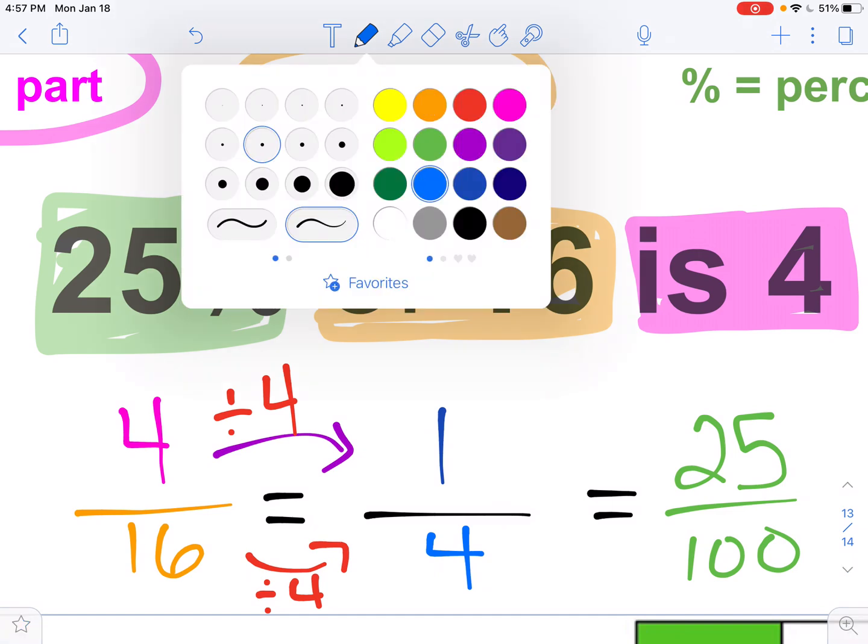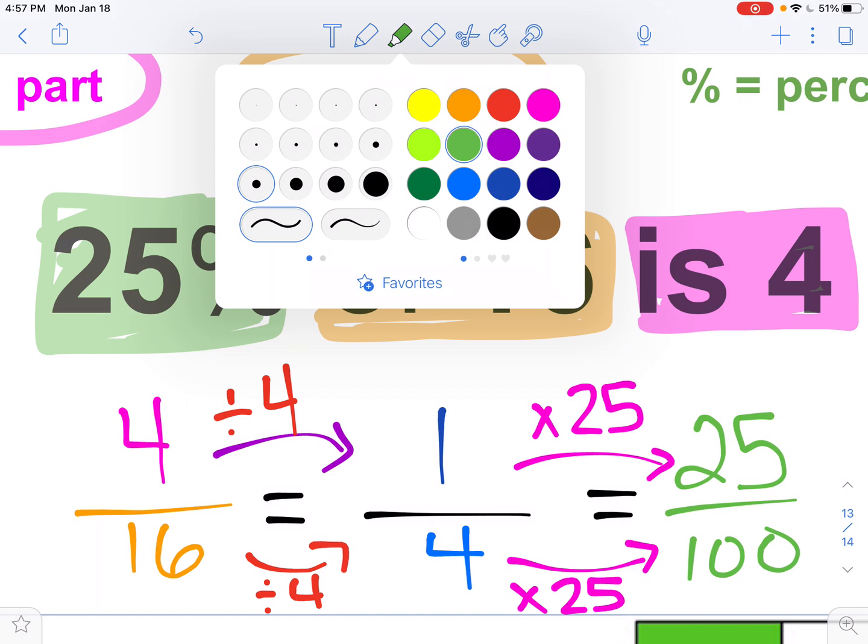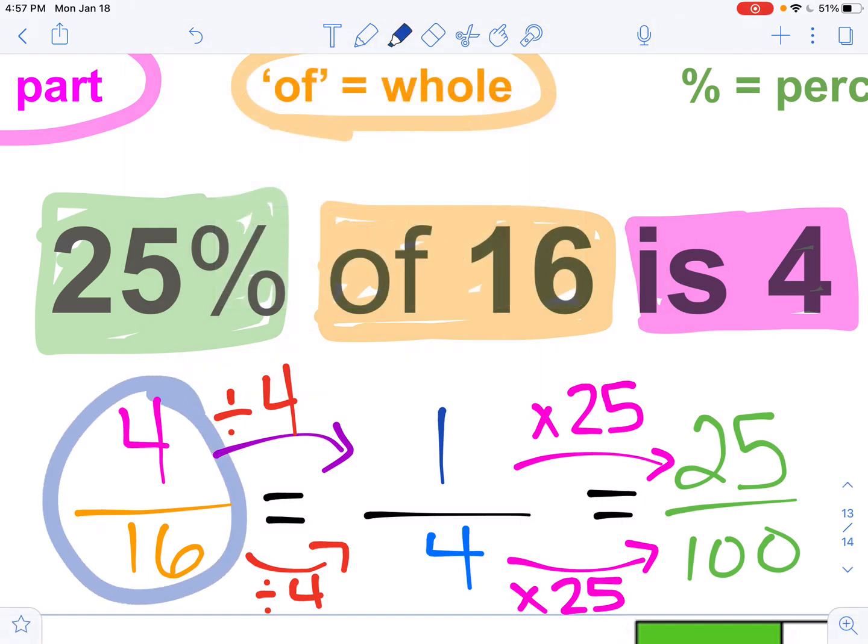Now I can go one more time. I know 1 times 25, that's like having 1/4, that's 25 cents. And 4 times 25 is like having 100 cents or $1. So that means that these two original fractions, 4/16 and 25 100ths, are equivalent. We had to do that middle fraction.